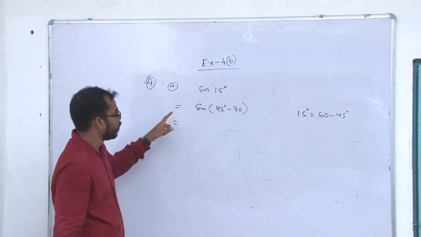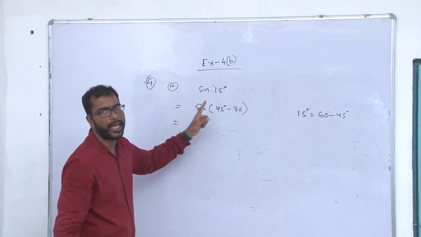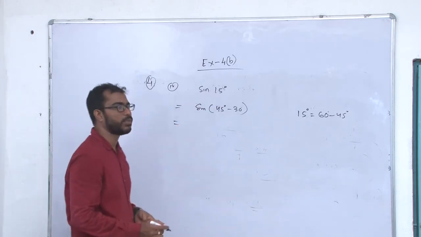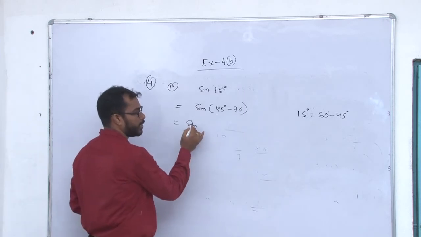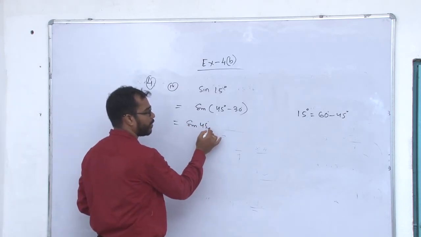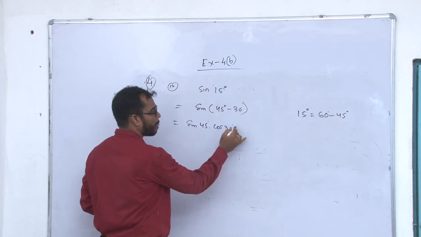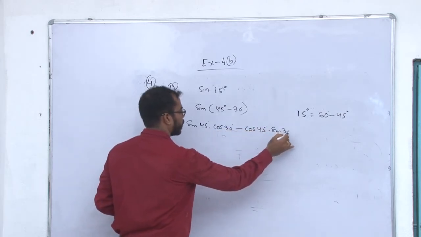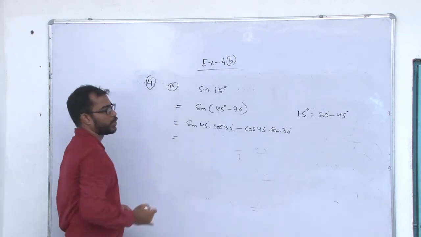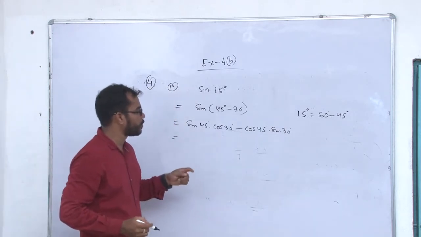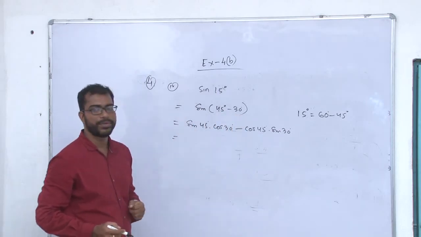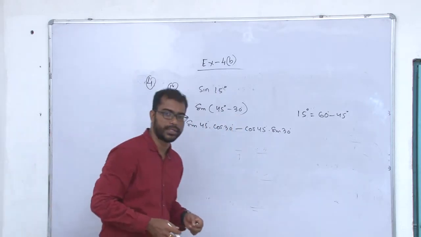Now you can use the formula for sin A minus B, which is equal to sin A into cos B minus cos A into sin B. That means we can write sin 45 into cos 30 minus cos 45 into sin 30.